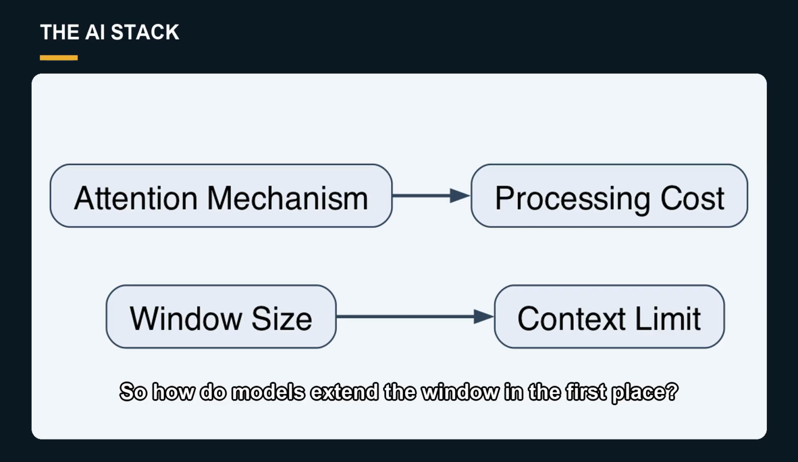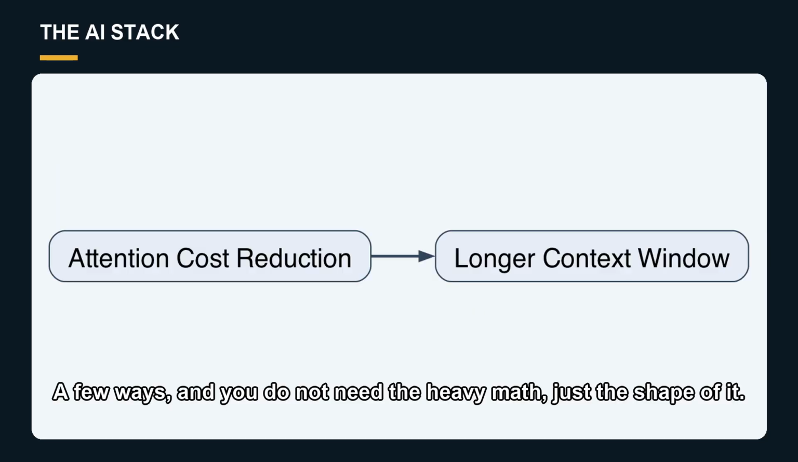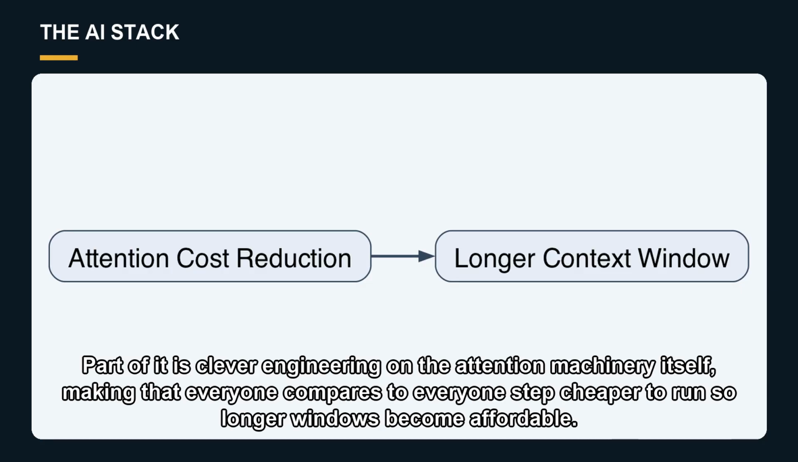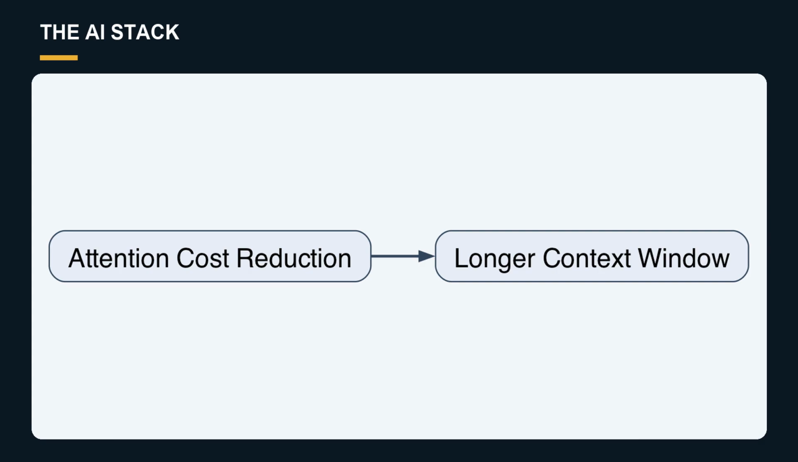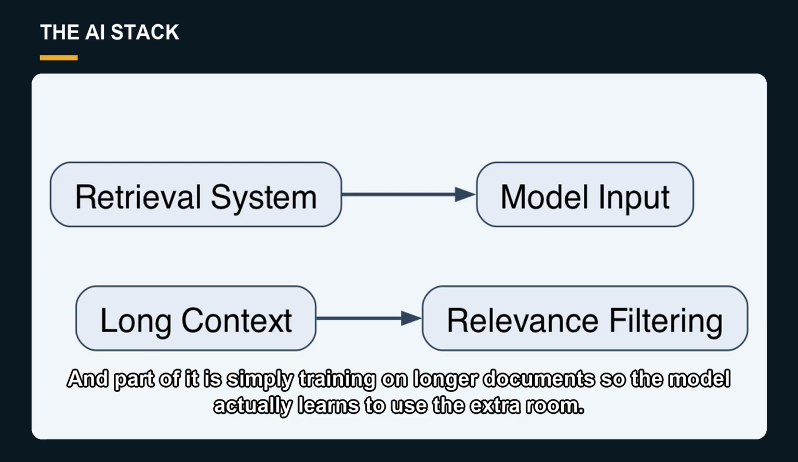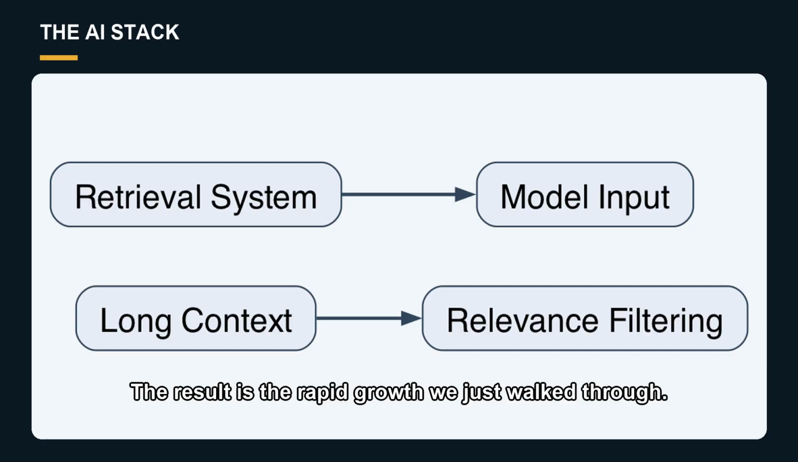So, how do models extend the window in the first place? A few ways, and you do not need the heavy math, just the shape of it. Part of it is clever engineering on the attention machinery itself, making that everyone-compares-to-everyone step cheaper to run so longer windows become affordable. Part of it is in how the model encodes the position of each token, the sense of which word came first, second, third, which can be stretched so a model trained on shorter text can stretch gracefully to longer text. And part of it is simply training on longer documents, so the model actually learns to use the extra room. The result is the rapid growth we just walked through.